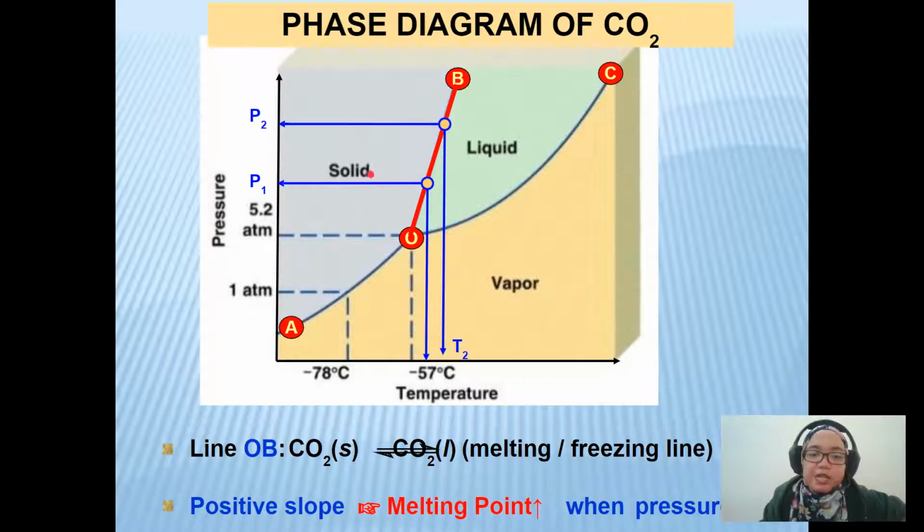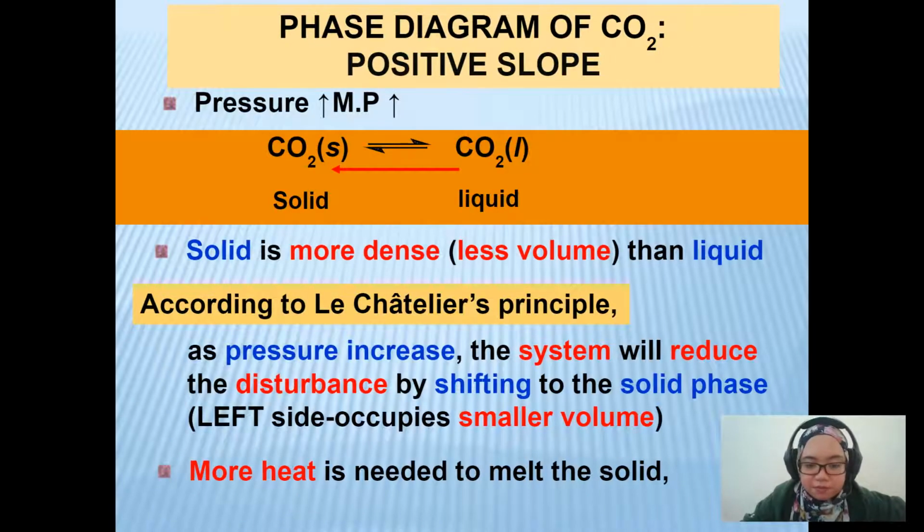Disebabkan lagi banyak energi diperlukan to change the phase from solid to liquid. So at high pressure, it favors the formation of solid carbon dioxide compared to liquid because solid carbon dioxide has smaller volume. Okay.